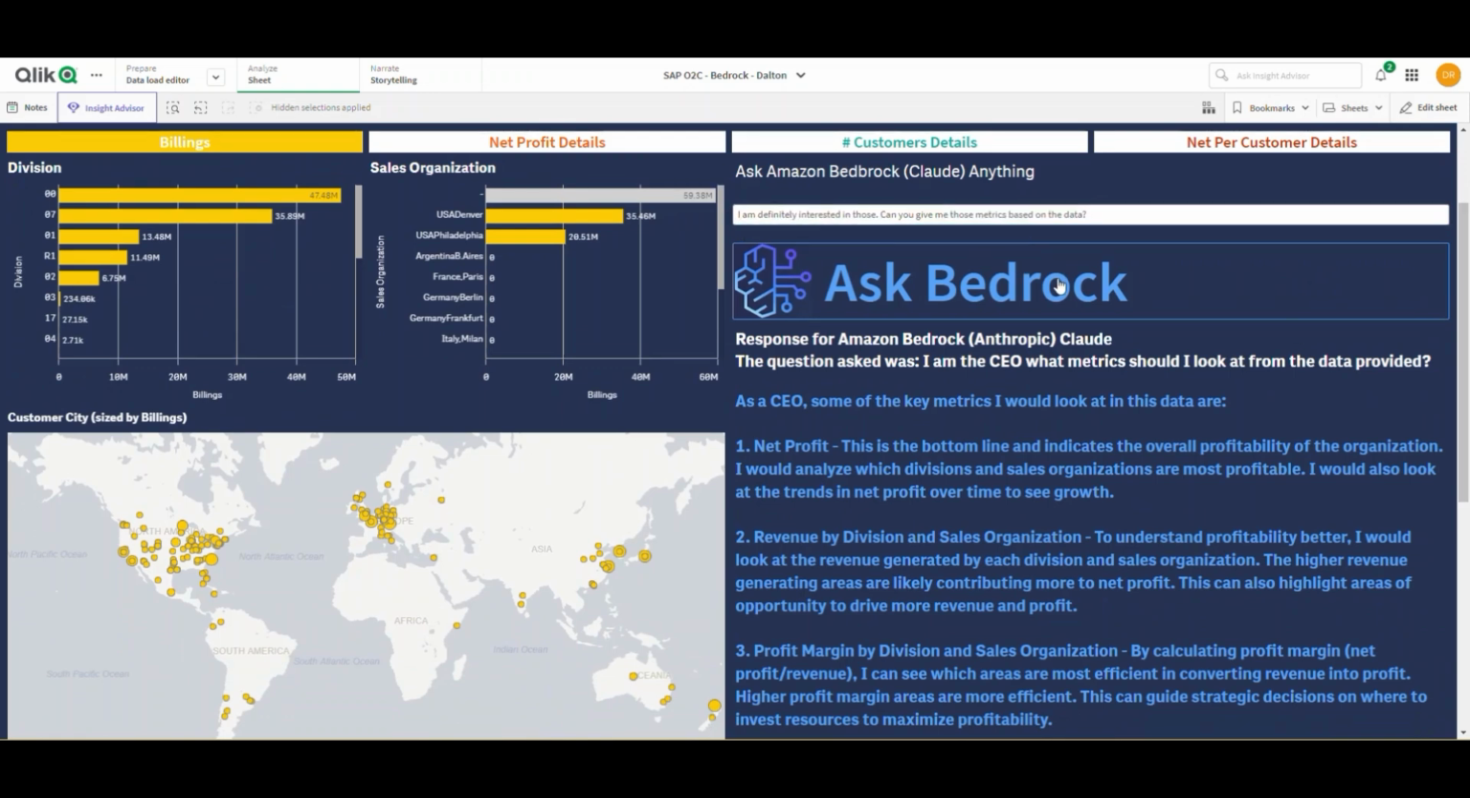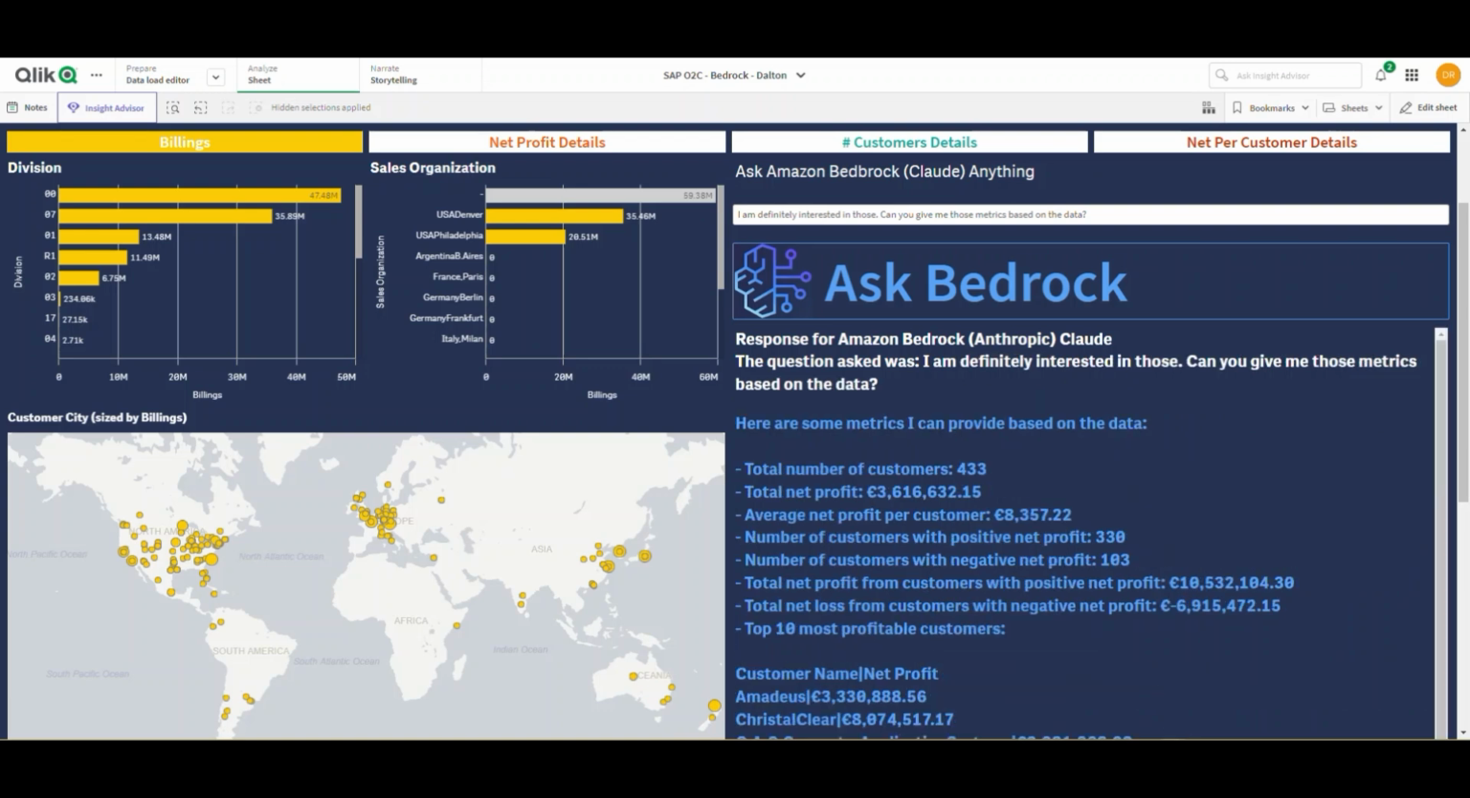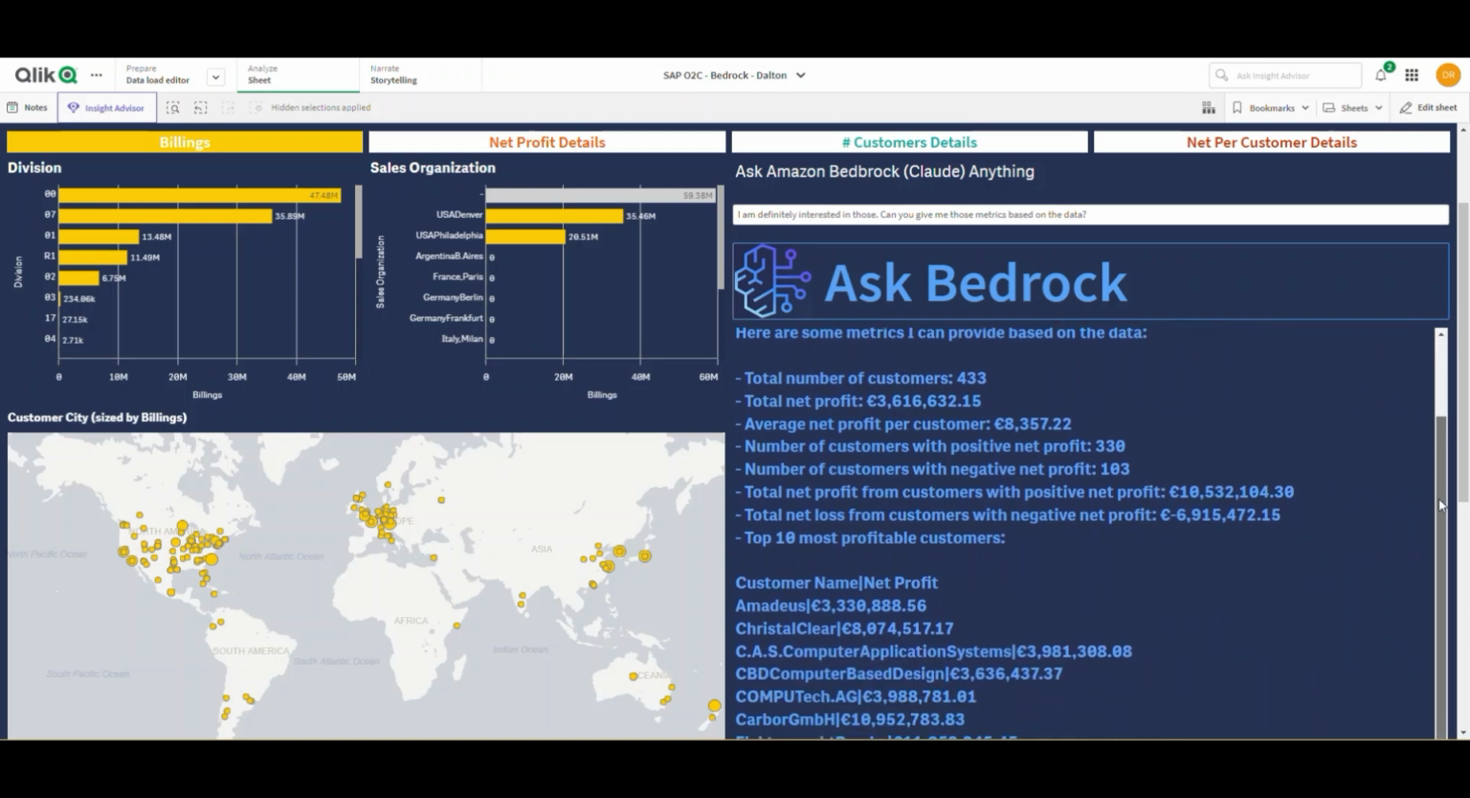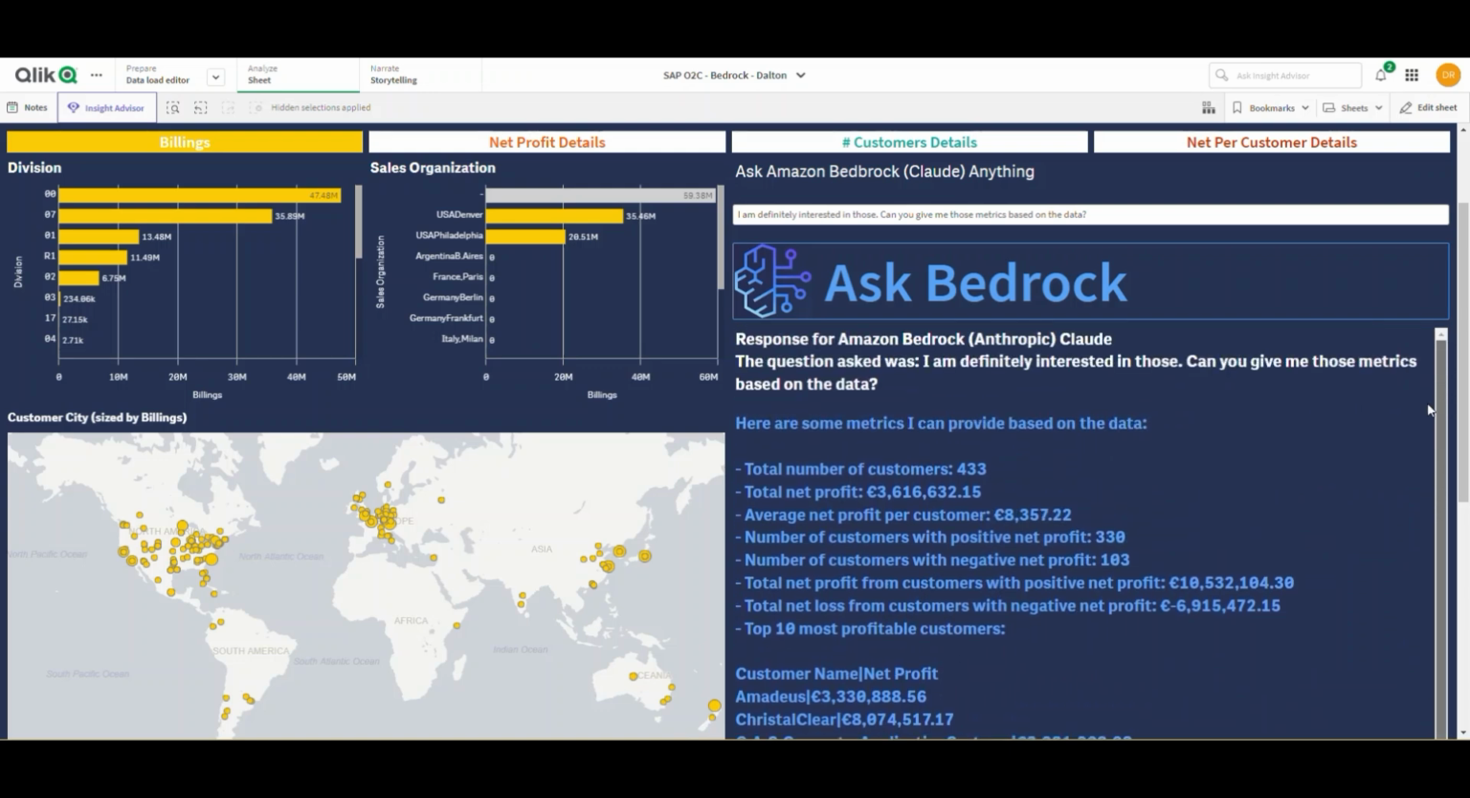The important thing to note about generative AI is that it's supposed to augment human intelligence and be augmented by humans. So I could talk to it just like I naturally would talk to another human. I'm definitely interested in those. Can you give me those metrics based on our data? I could have gotten to each and every one of these numbers by simply filtering and looking at various KPIs on different screens. But with Bedrock, I didn't have to. It simply gave me the answers.